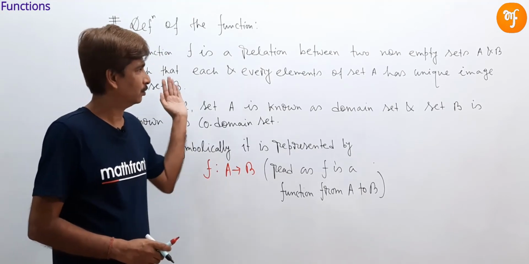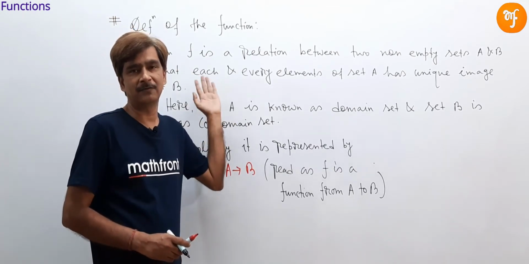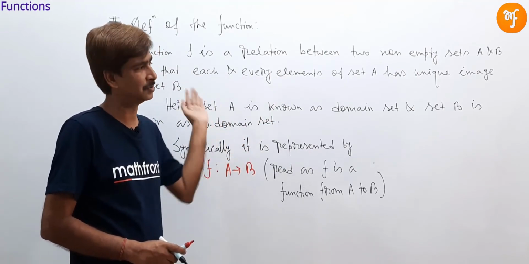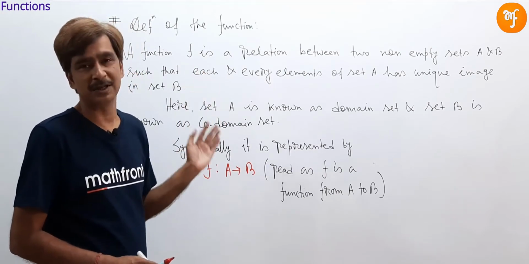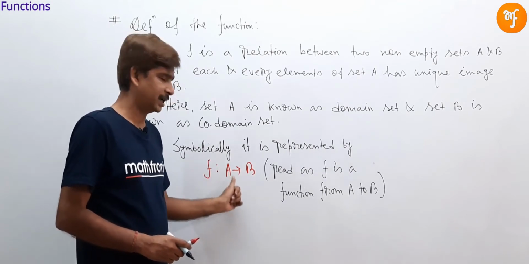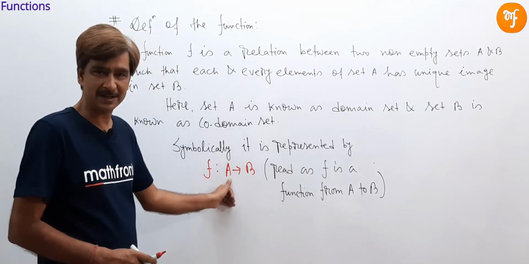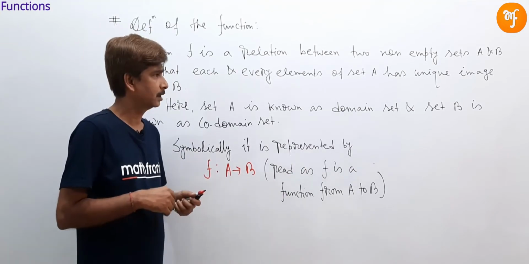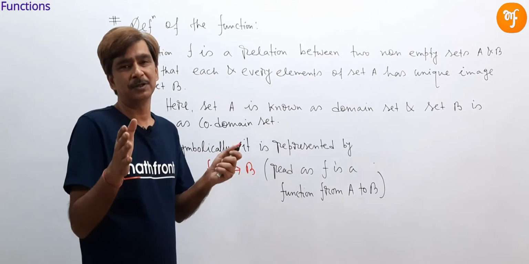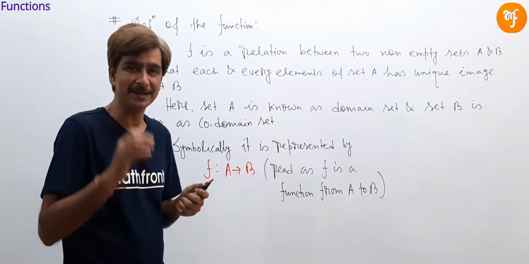Okay, so we already discussed the definitions of the function. And here we also learned that function is a relation between two non-empty set A and B such that each and every element of set A has a unique image in set B, and set A is known as domain set and set B is known as codomain set, and symbolically it is represented by f such that A to B, or read as f is a function from A to B. Okay, here A is the domain set and B is codomain set. Now we will discuss step by step by mapping diagram, that is which type of mapping shows the functions and which type of mapping does not show the functions, just shows the relations. Okay, so let's have a look.